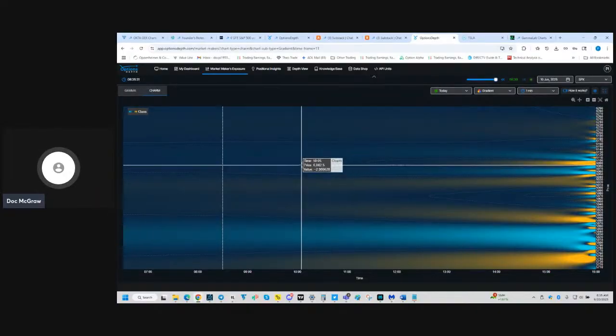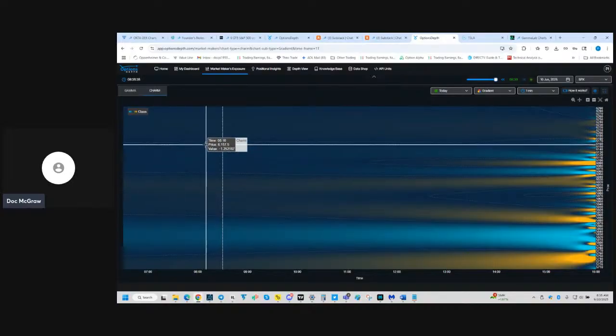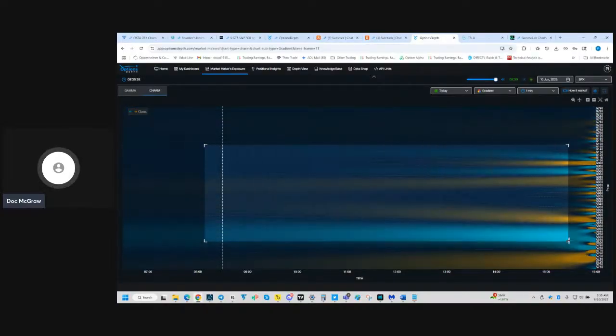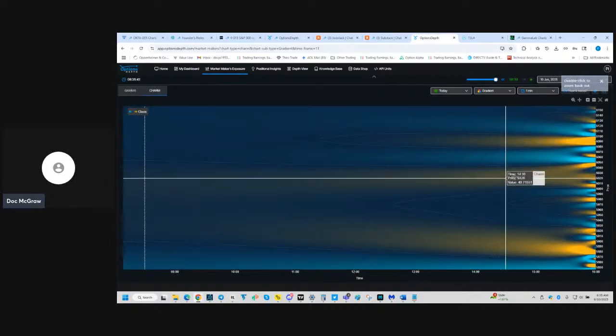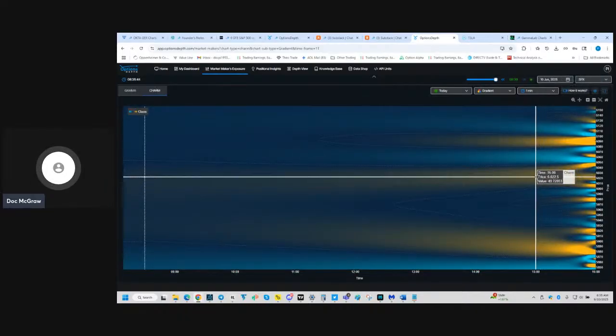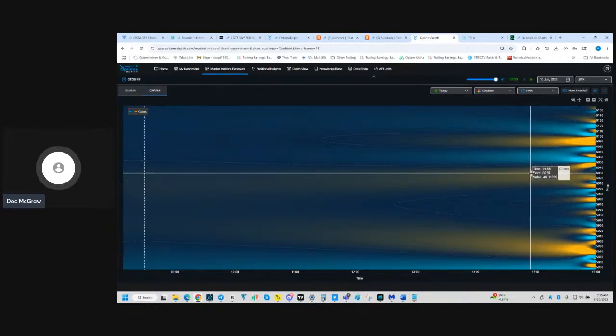Okay, so let's just zoom in a little bit here, and I'll get back to the black lines in a minute. So just looking at charm, where might we pin? Where might we close?